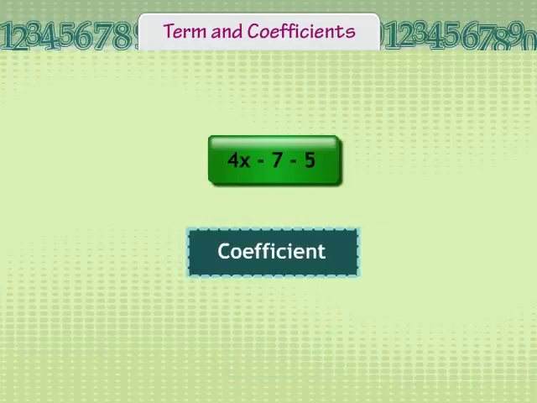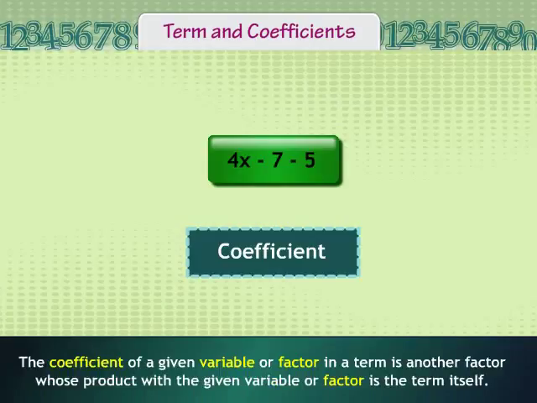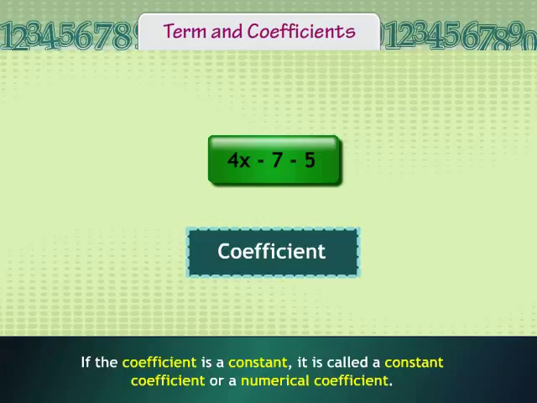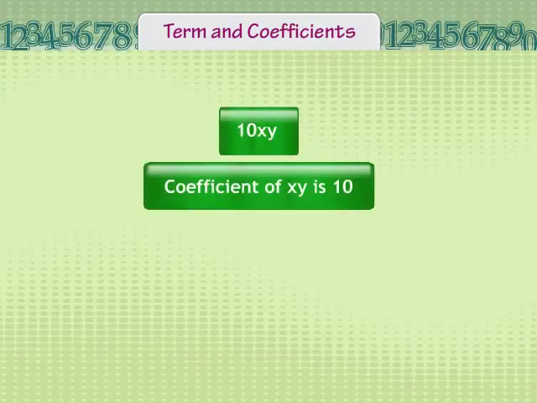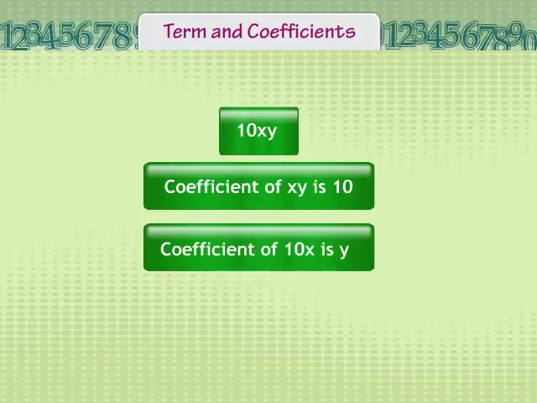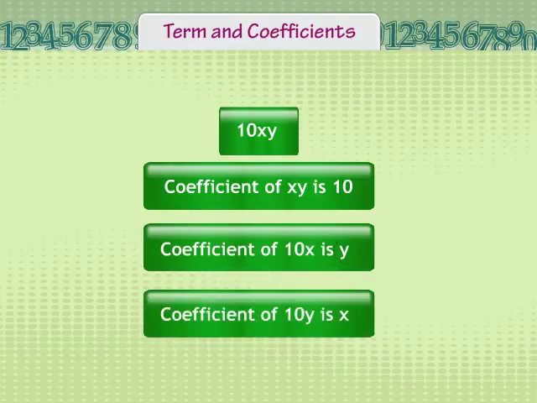Now let us understand about coefficient. The coefficient of a given variable or factor in a term is another factor whose product with the given variable or factor is the term itself. If the coefficient is a constant, it is called a constant coefficient or a numerical coefficient. For example, in the term 10xy, the coefficient of xy is 10, which can be said as numerical coefficient, while the coefficient of 10x is y and the coefficient of 10y is x.